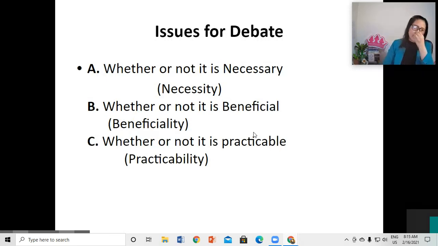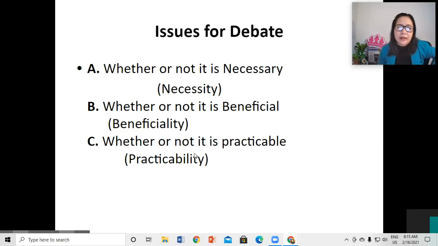Now, this is very important. Each one of the speakers will be given something to focus on so that their researches and their arguments do not overlap. If you're assigned as the first speaker, you have to talk about whether or not the issue is necessary. Letter A: why do we have to push for this? Or for the other side, why is it not necessary?